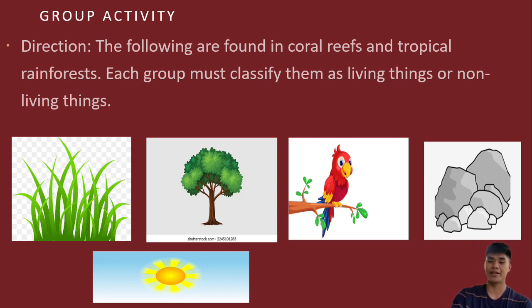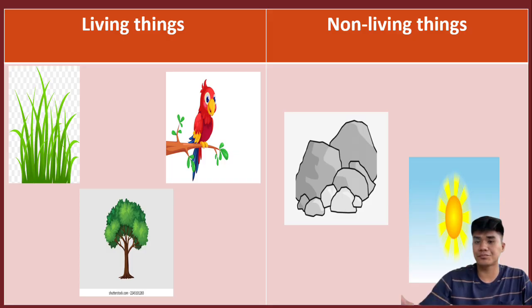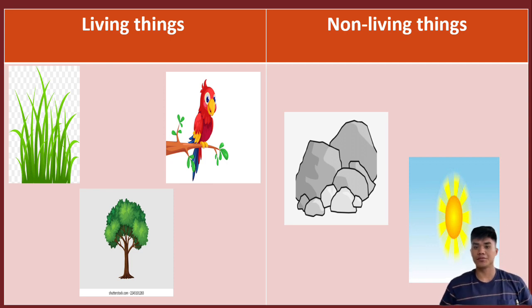I think you are done, so let's check your answers. Let's check first group 1. Does the grass belong? Now, class, let's check your answers. So, group 1, the living things in here are the grass, the bird, and the trees. And the non-living things in here are the rock and the sun.